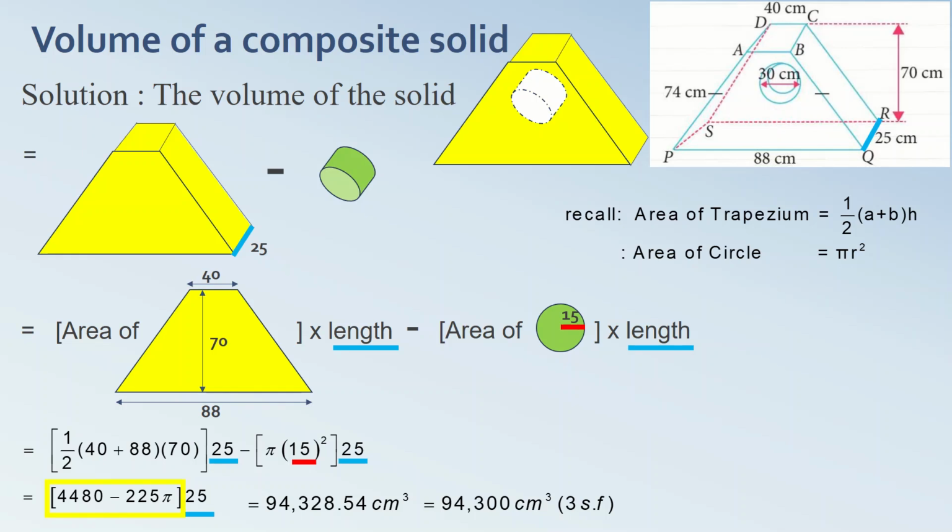We have the area of the cross-section as 4480 minus 225 pi cm squared. Take note of this value for now. You may need it later. The volume of the solid is calculated to be 94,300 cm3 corrected to 3 significant figures.